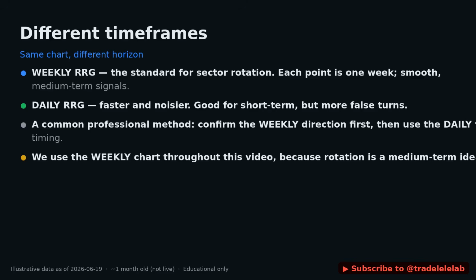The RRG can be drawn on different time frames. The most popular for sector rotation is the weekly chart, where each point on the tail represents 1 week. It is smooth, and it captures medium-term trends, which is exactly what rotation is about. There is also a daily chart, where each point is a single day.